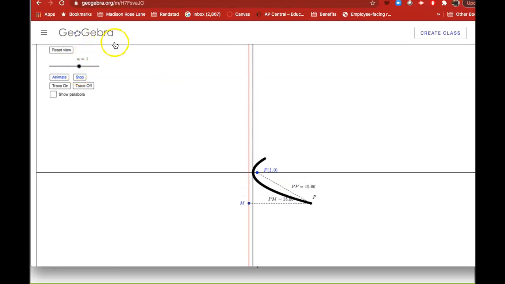So here's a little visual of what's going on with the parabola, right? You can see those distances, PF and PM, stay equidistant as we trace out those points.